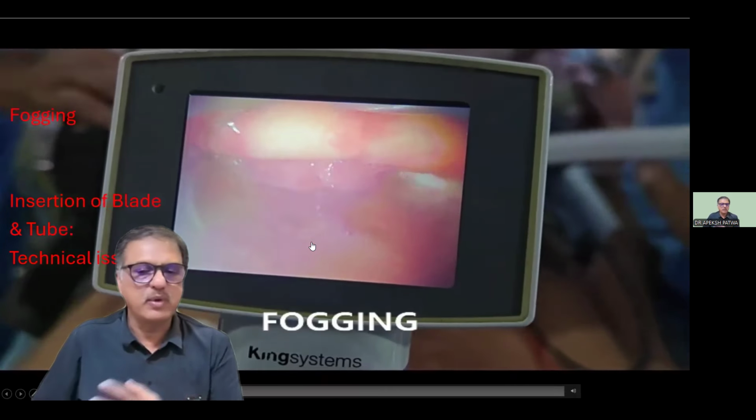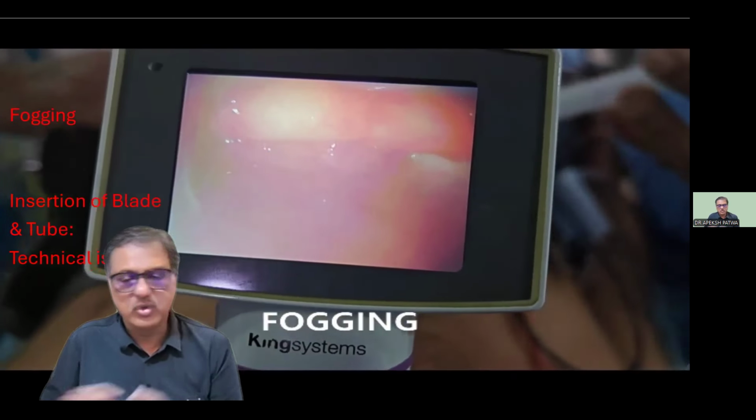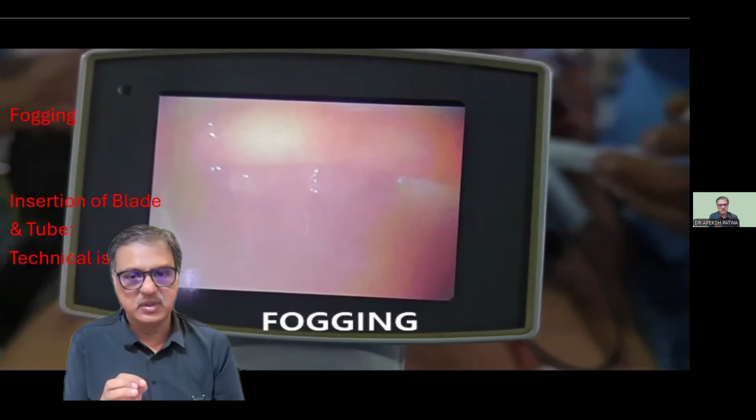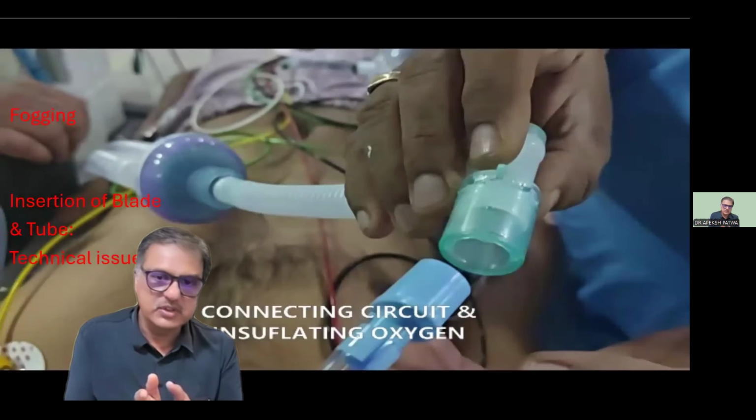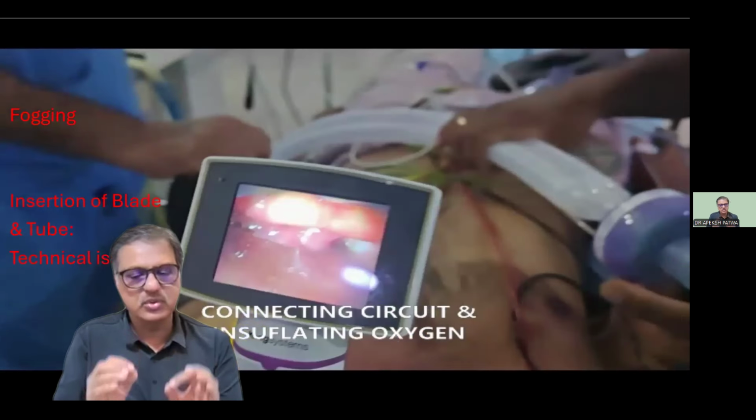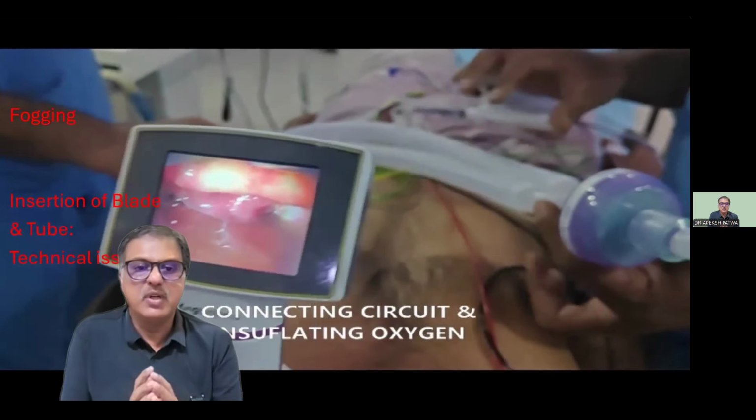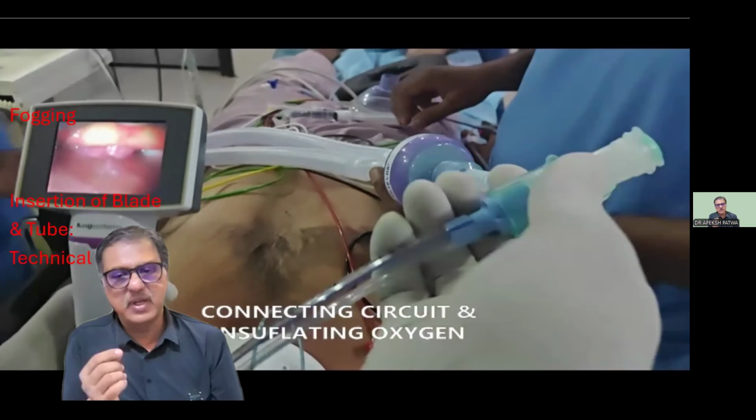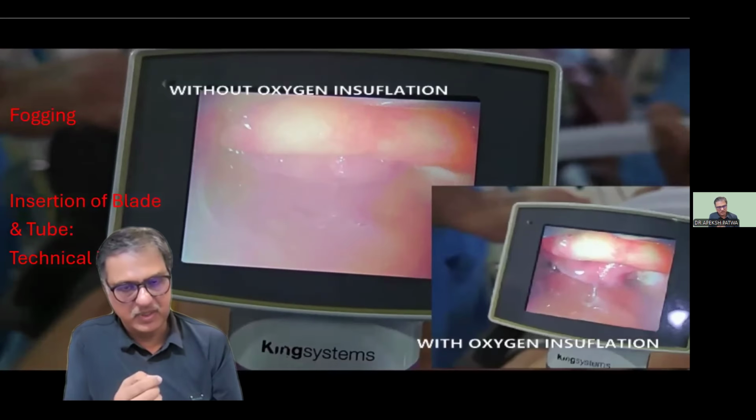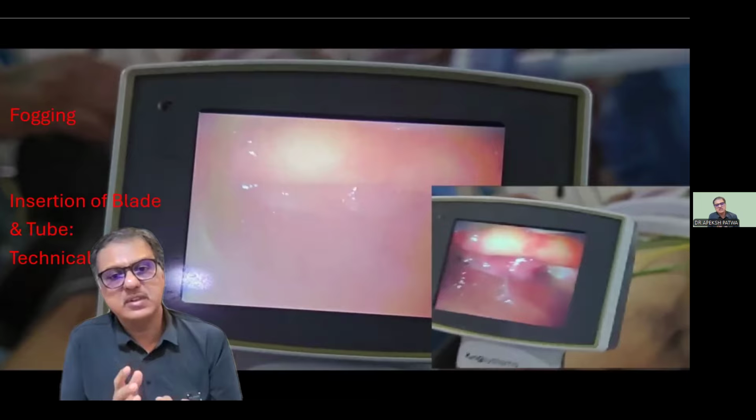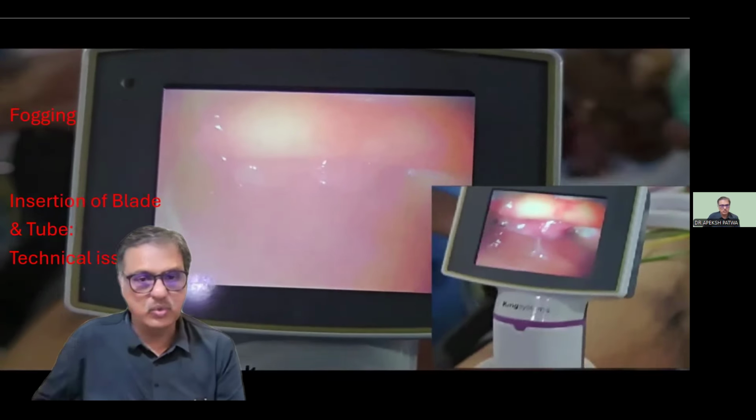Many people are facing the problem of fogging. What to do about the fogging? Insufflate oxygen through the tube which is loaded on the channel with the circuit, or insufflate oxygen through any possible route, which will remove the fog. Or else you can apply anti-fog solution over the camera. It's commercially available. Or else change the blade to a newer blade.